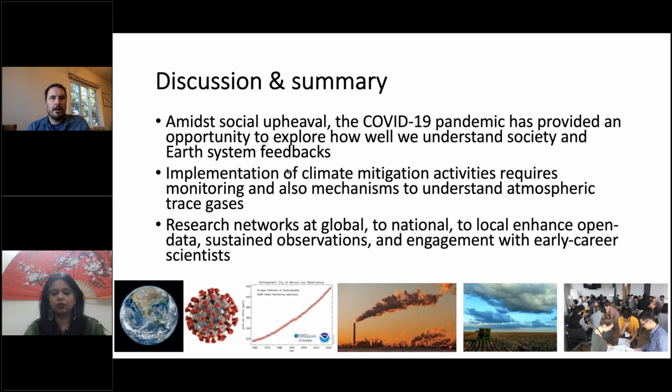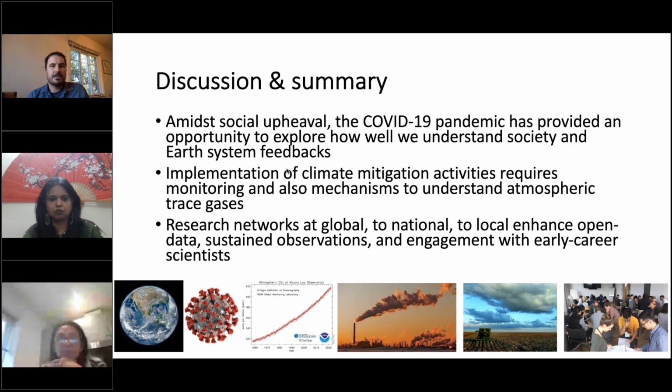The second theme that hopefully I've shown is that the implementation of the climate mitigation activities we have on hand requires sustained monitoring, but also we need to understand the mechanisms that are driving atmospheric trace gas concentration changes. Even though we saw these decreases in CO2 emissions in 2020, these were associated with quite significant increases in atmospheric CO2 concentrations. And I think we have a general sense of why, but it needs to be more precise in terms of how we do that attribution.